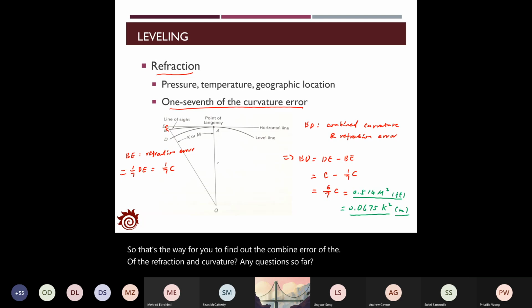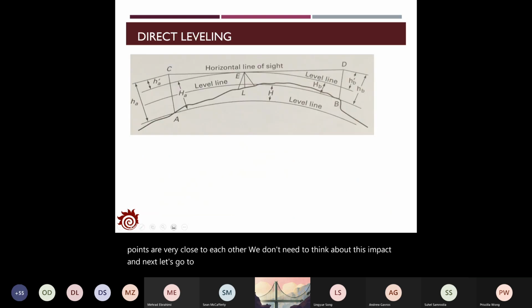Okay. As we just said, this usually happens for large scale surveying, like when the distance between 2 points is very large, you need to think about the impact of the curvature. But usually, if those 2 points are very close to each other, we don't need to think about this impact. And next, let's see how we can measure the vertical distance between 2 points.